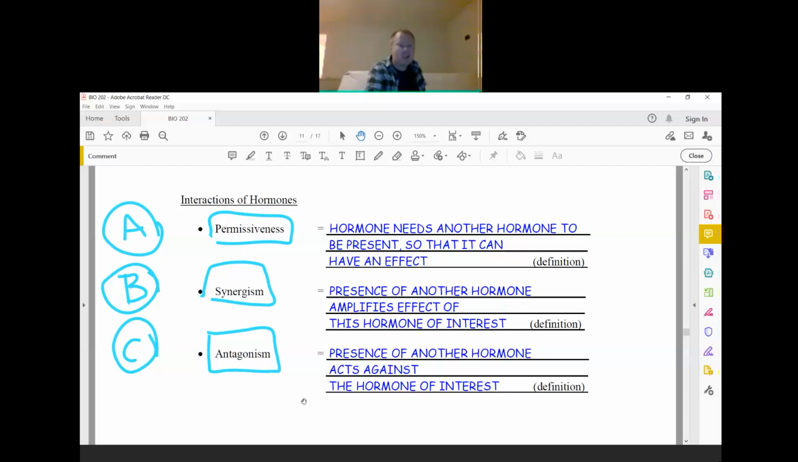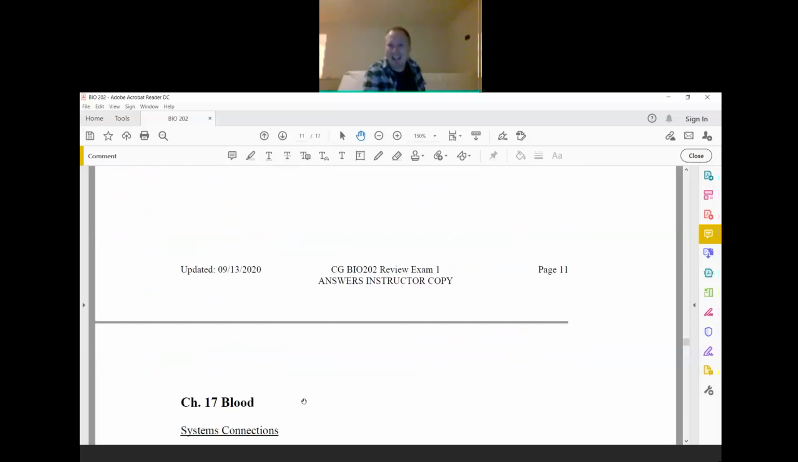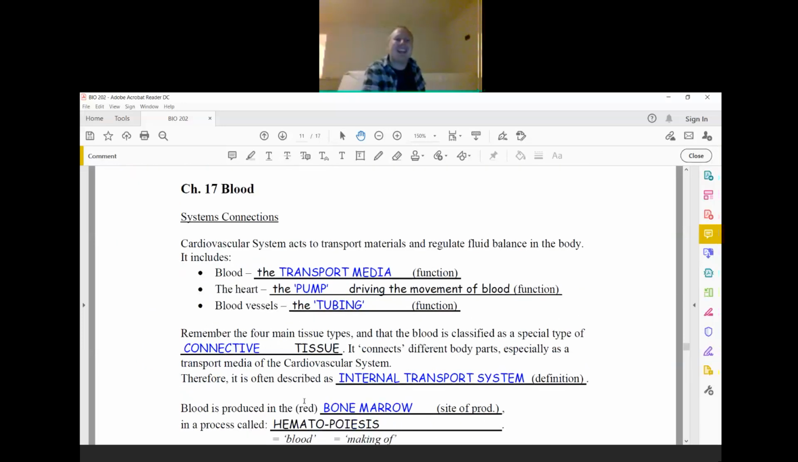But at this point, if you have any questions about the chapter on hormones, just let me know. I know it's a lot of information, but you can have these notes with you in the exam. So if I don't hear anything else, we're going to move on to have a look at the blood. And like I said, this is going to be a little bit quicker to look through. So let's have a look at everything that we need to know about the blood.